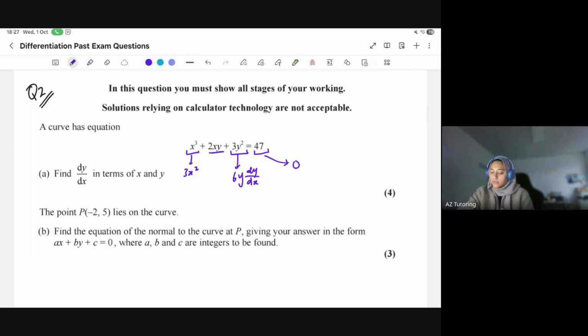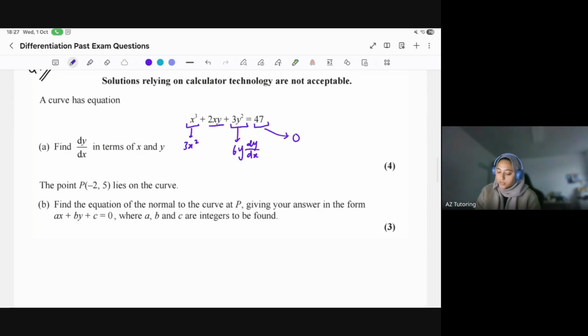The next question here says point P lies on this curve. Find the equation of the normal. So remember normal, just like what we did before, y minus y1 equals m x minus x1 to the curve at P, giving the answer in this form. So can you see how this tells you which form to give it in? Where A, B, and C are integers to be found, which is whole numbers. So again, it's the basic differentiation which we did, but using a harder differentiation method, which is implicit differentiation.